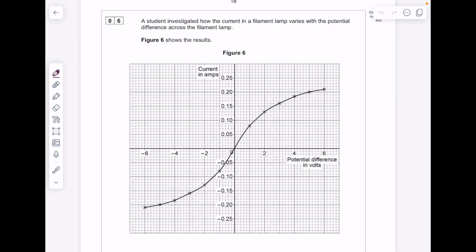The student investigated how the current in a filament lamp varies with the potential difference across the lamp. Remember, potential difference and voltage mean the same thing. And as you would expect with a filament lamp, we see a relationship which is not directly proportional. We don't have a straight line. Instead, we have a sigmoidal curve, which is indicative of a non-ohmic relationship between potential difference and current.